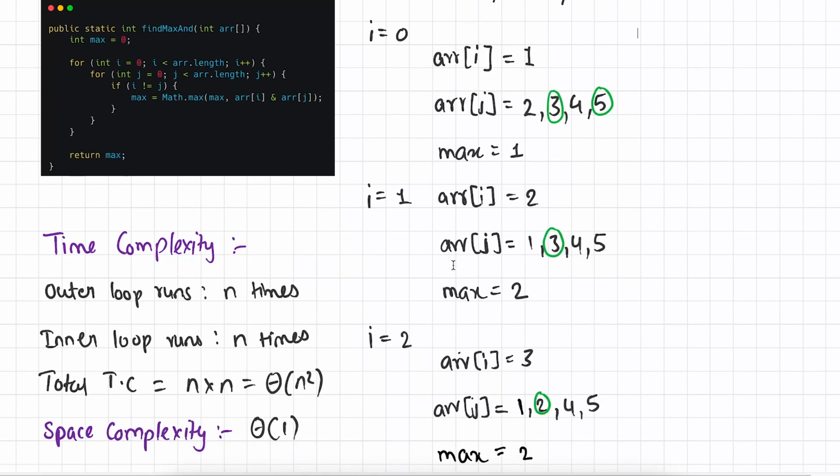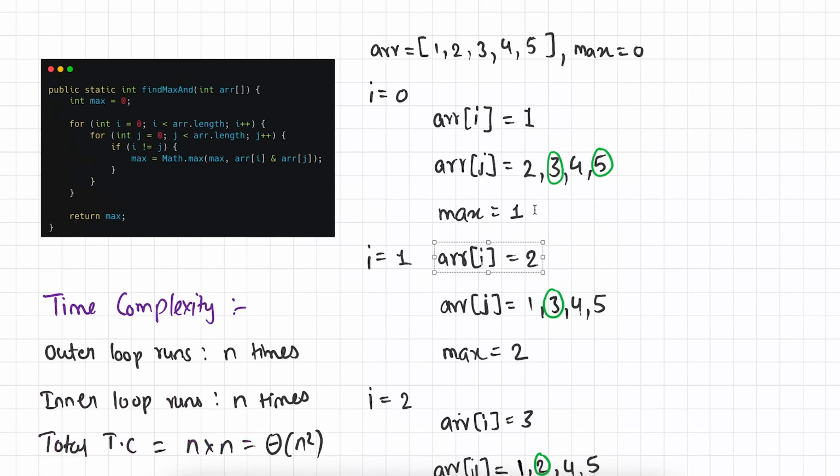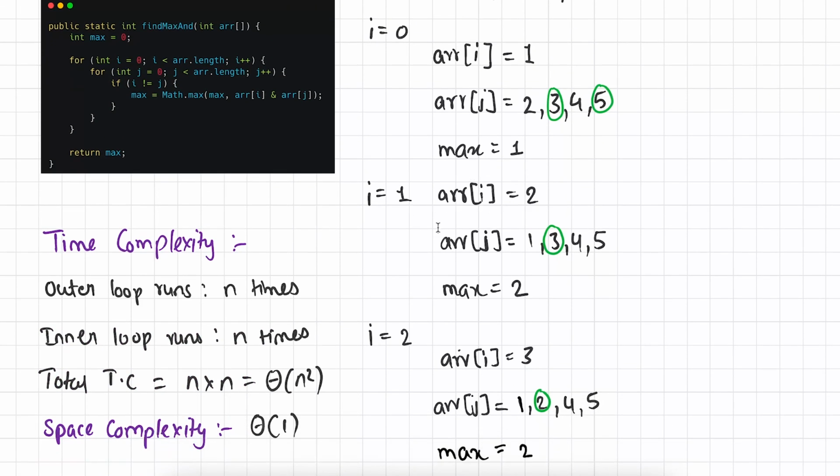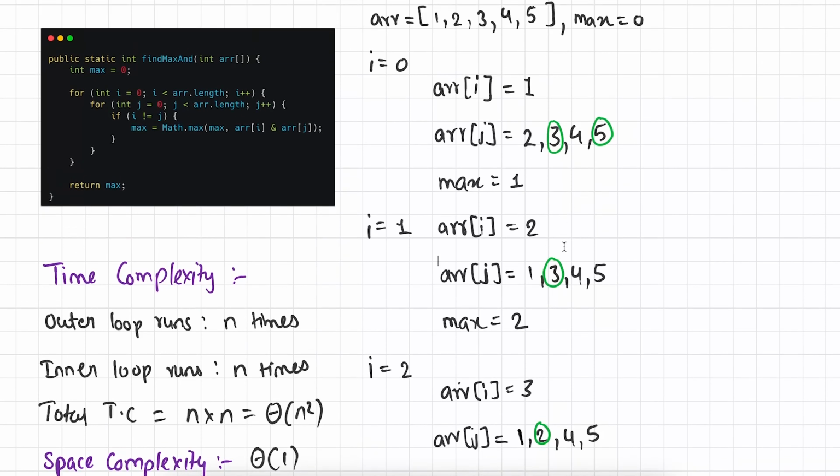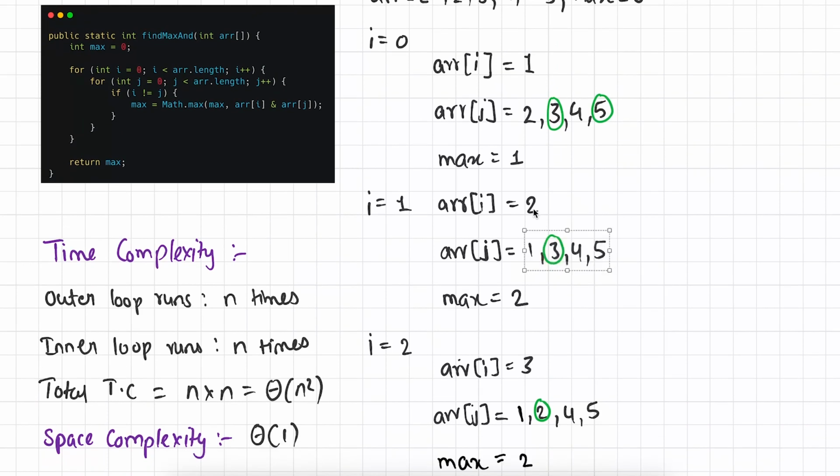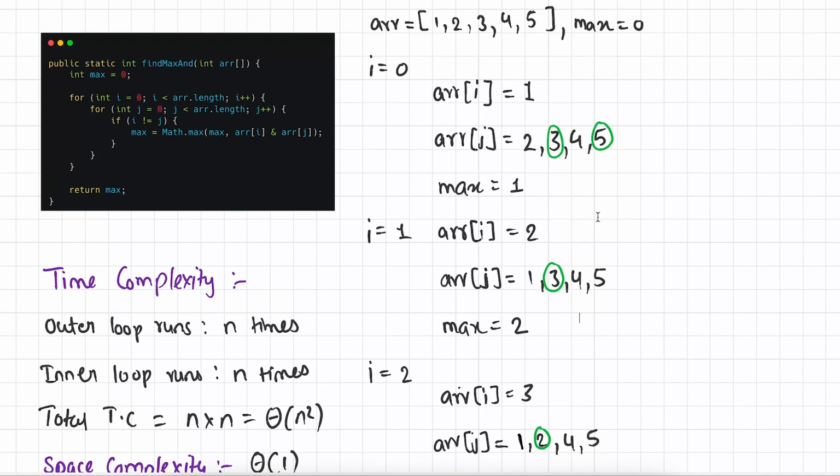In the next iteration, when i becomes 1, arr[i] is equal to 2, because 1 was the 0th element and 2 is the first element. This arr[i] takes bitwise AND with all the remaining elements, which are 1, 3, 4 and 5. Out of all the elements, only 2 bitwise AND 3 gives the maximum number, that is 2. So we update our maximum to 2.